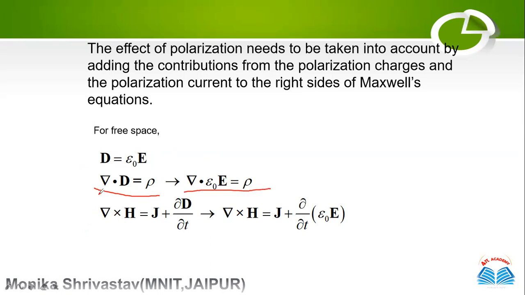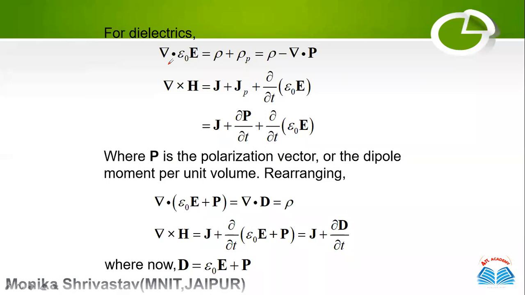And another equation from Maxwell's equations is del cross H equals J plus del D over del t. If you can't remember these Maxwell equations, I'll tell you some tricks in my upcoming lectures so that you can remember them easily. Okay, so del cross H will be J plus, and just put the value of D here. For dielectrics, del dot epsilon naught E is rho plus rho P. Rho P is due to polarization. Okay, so in the dielectric, there are two electric fields.